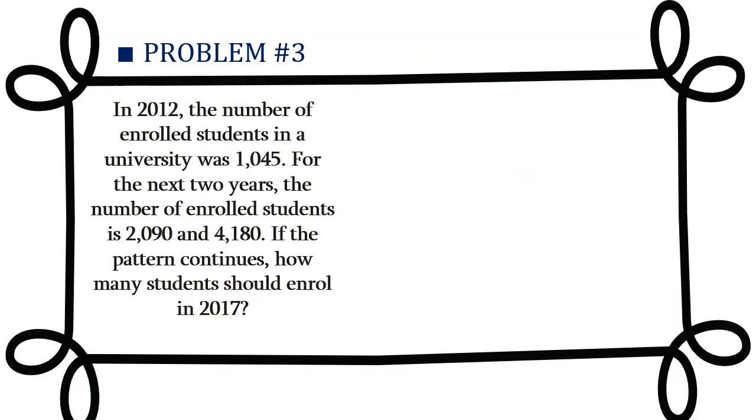Okay, for problem number 3, same manner guys, we already identify what particular concept is being involved here. Obviously it's a geometric pattern, and as you can see here, the common ratio is not directly described, but we do have a clue right here. If we read the problem again: in 2012 the number of enrolled students in a university was 1,045. For the next 2 years, the number of enrolled students is 2,090 and 4,180. If the pattern continues, how many students should enroll in 2017?